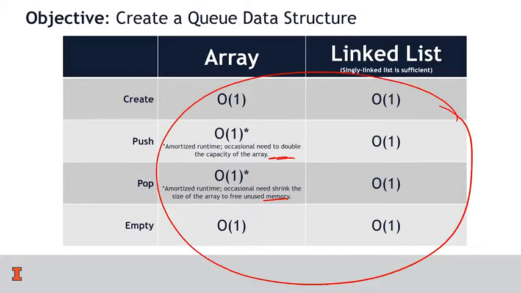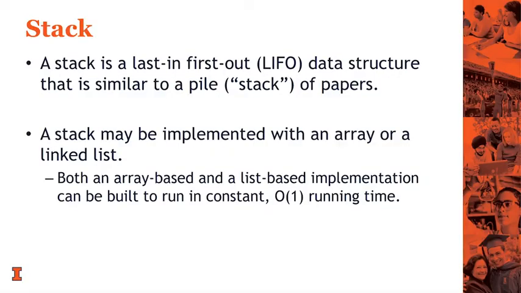Unlike a queue, on a stack, a singly linked list is sufficient because we don't have to store a tail pointer. All of our operations happen at the front of the list. A stack is a last in, first out data structure that mimics a stack of papers on your desk. A stack might be implemented with an array or a linked list, and all of the operations on a stack run in O of 1 time.